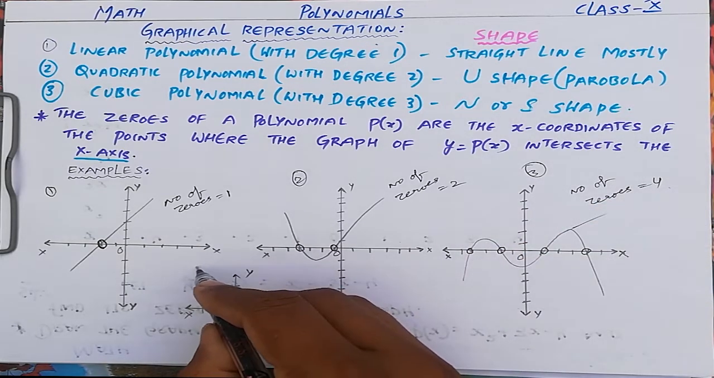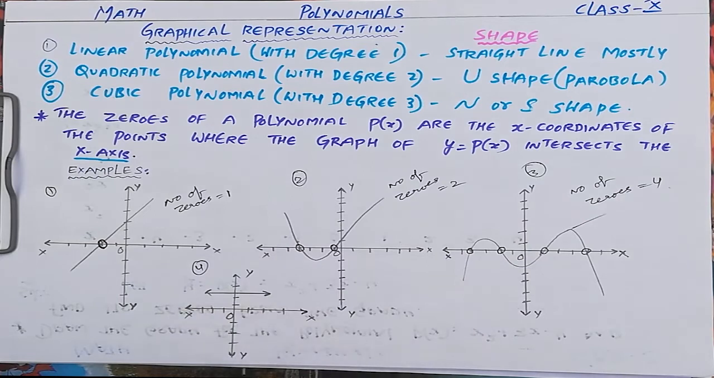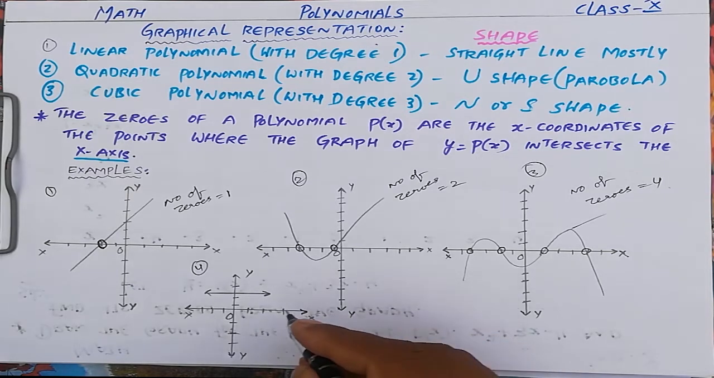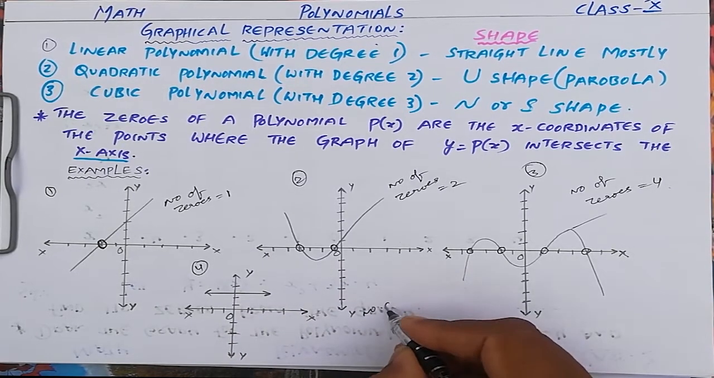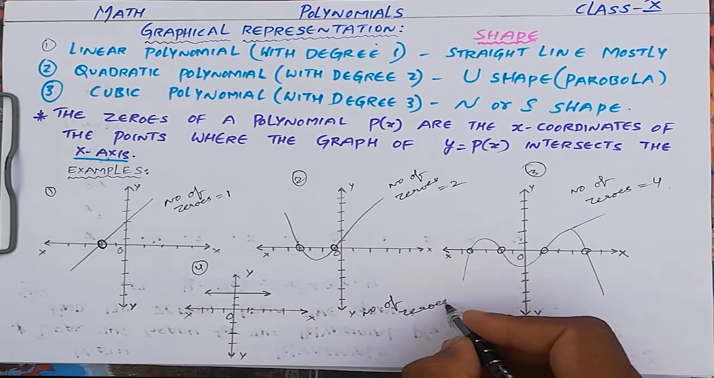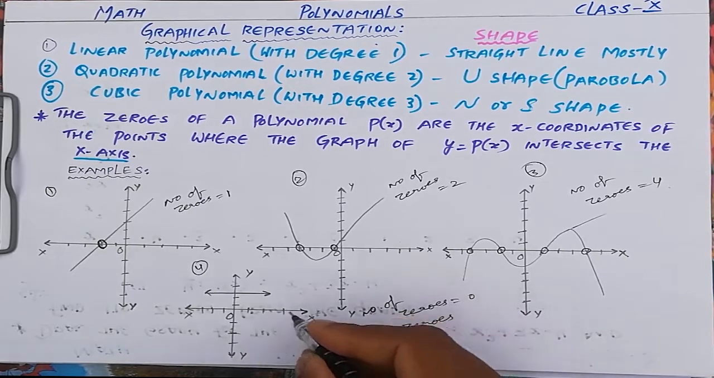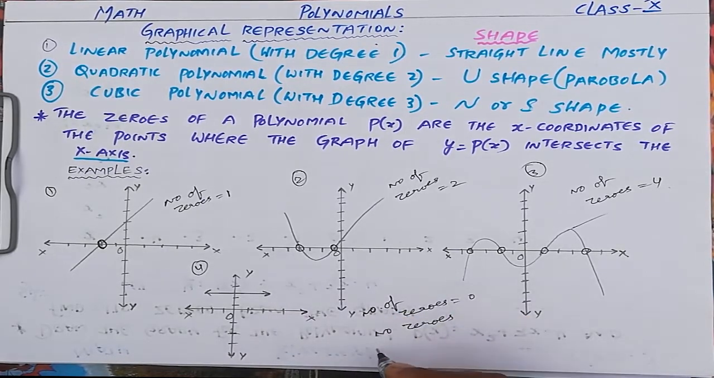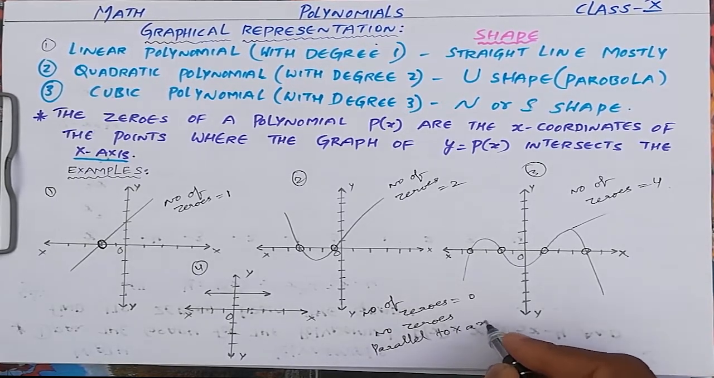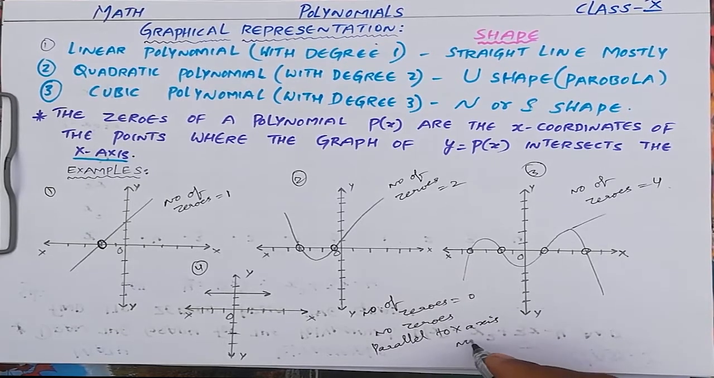So this is a special case, the fourth one. See, this is the y-axis and this is the x-axis. There is no meeting on the x-axis, but it looks parallel to the x-axis. Here the number of zeros equals how many? Number of zeros is 0. No zeros for this question. Why? Because there is no meeting on the x-axis. How to remember: parallel to the x-axis means no zeros.